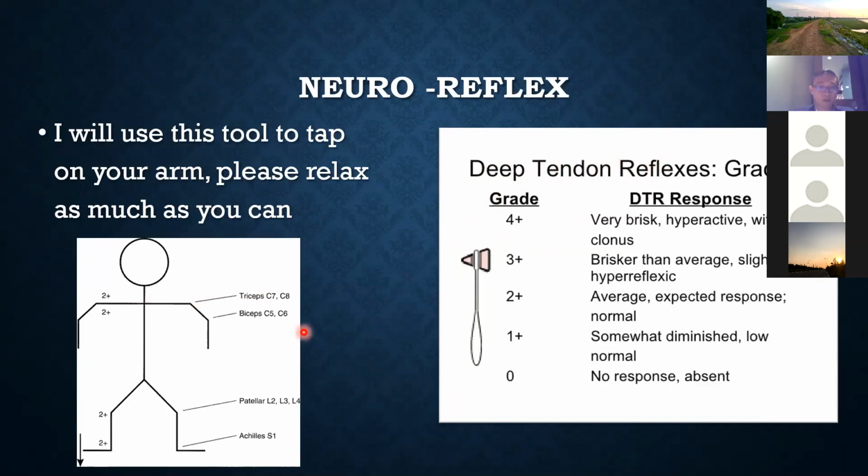Okay, and these are 4 common reflexes that we can use. We usually check on the patient: tricep, bicep. Of course, we remember the rule that we have to check both sides, not just one side of the patient. Tricep here, bicep, patellar or knee, and Achilles.